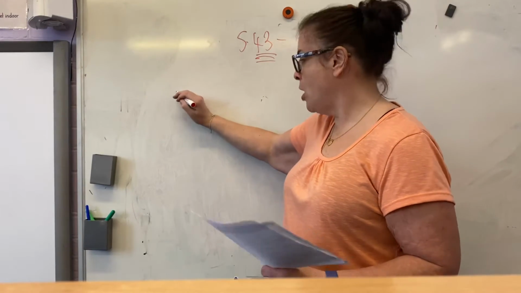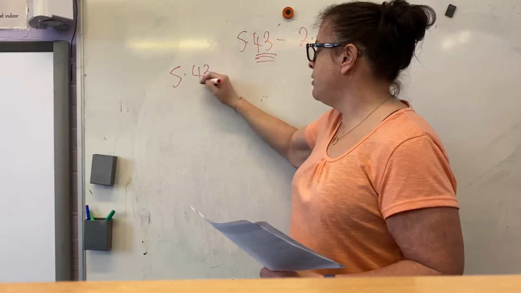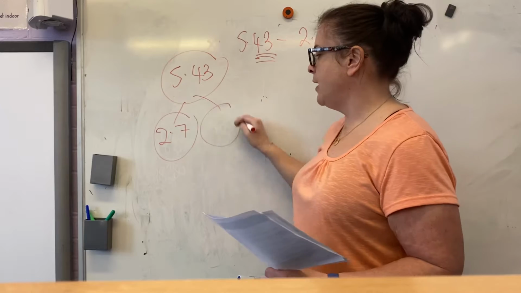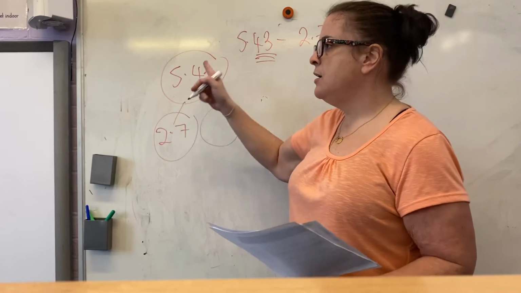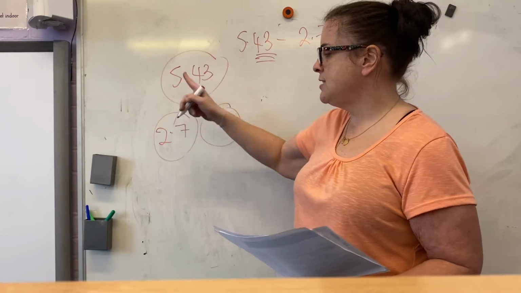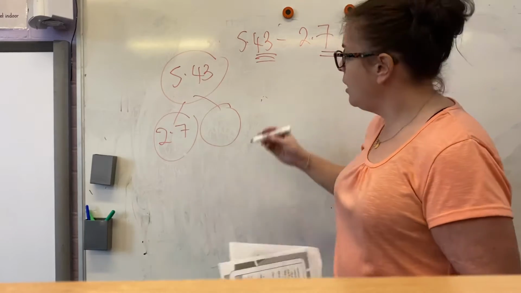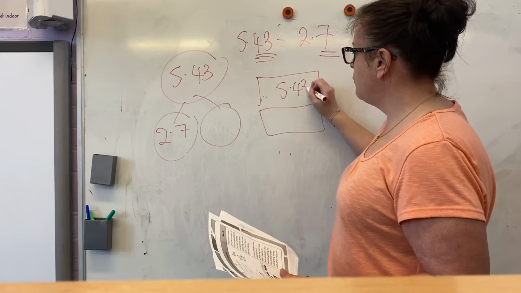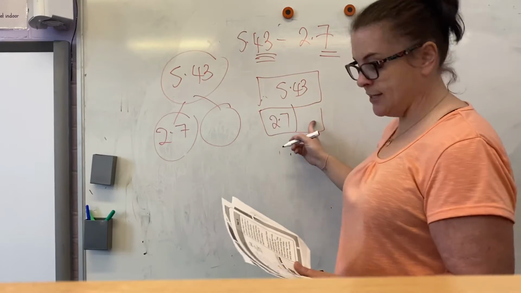So again, part whole model, 5.43. What's it made up of? 2.7 and something. This add this makes this. This take this gives you this. This take away this gives you this. Okay, again, all the same models and images. 5.43, take away 2.7 gives you this.